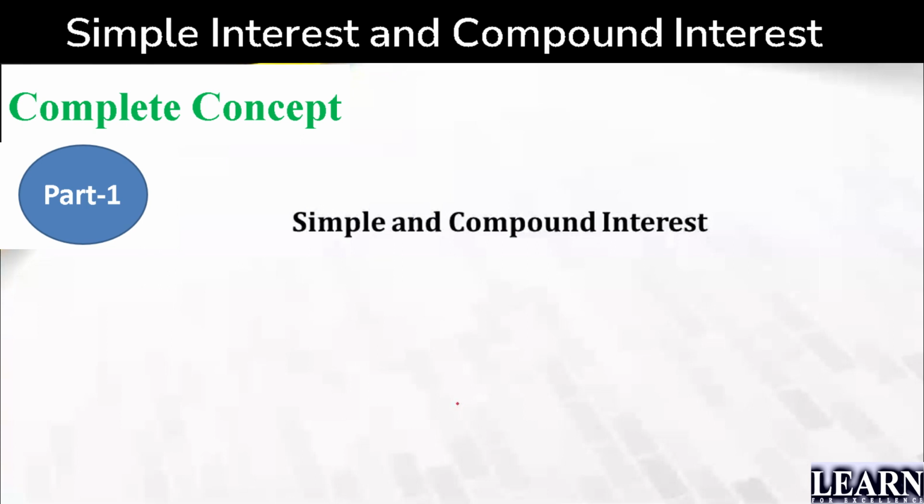Okay. Let's assume the principal amount is 1,000. I'm going to give a very simple example. The rate of interest is 10%, and the time taken is 3 years. What is the simple interest and what is the compound interest?